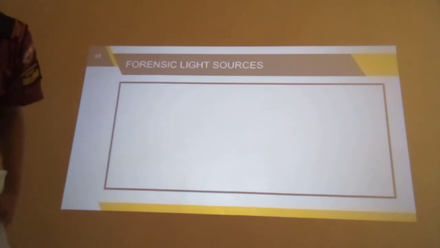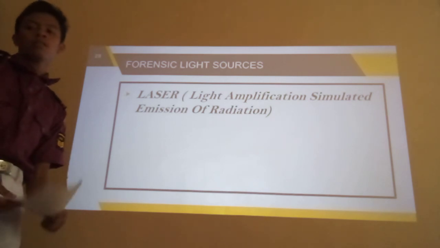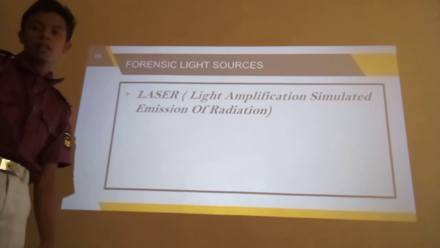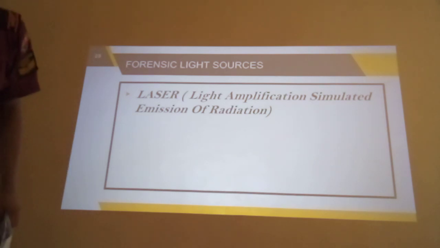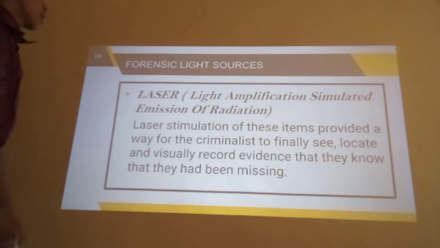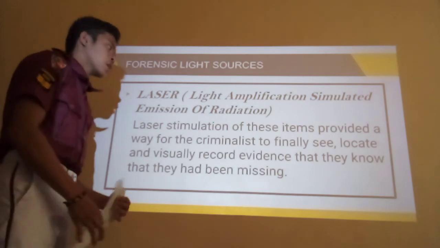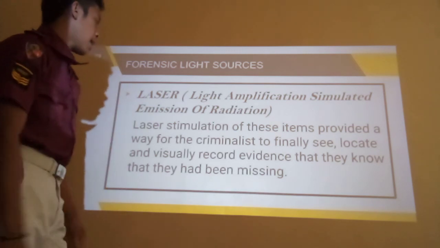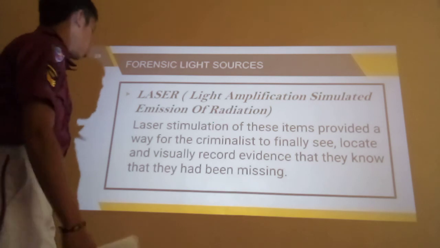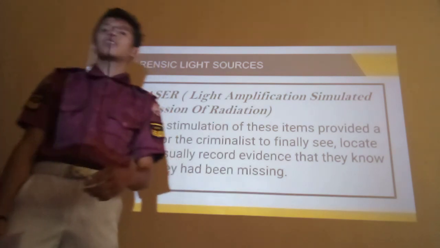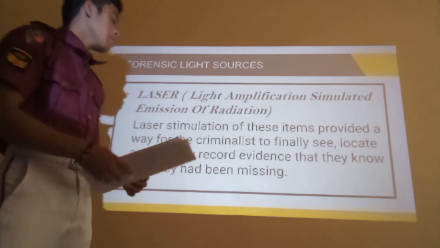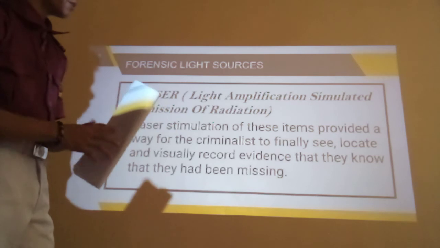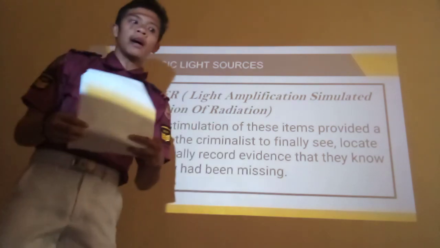The next forensic light source is the laser. So what is laser? Laser is light amplification by stimulated emission of radiation. Laser stimulation of these items provides a way for a criminalist to finally see, locate, and visually record evidence that they had been missing. So the criminal investigator will use the laser to find and record evidence that they have been missing.